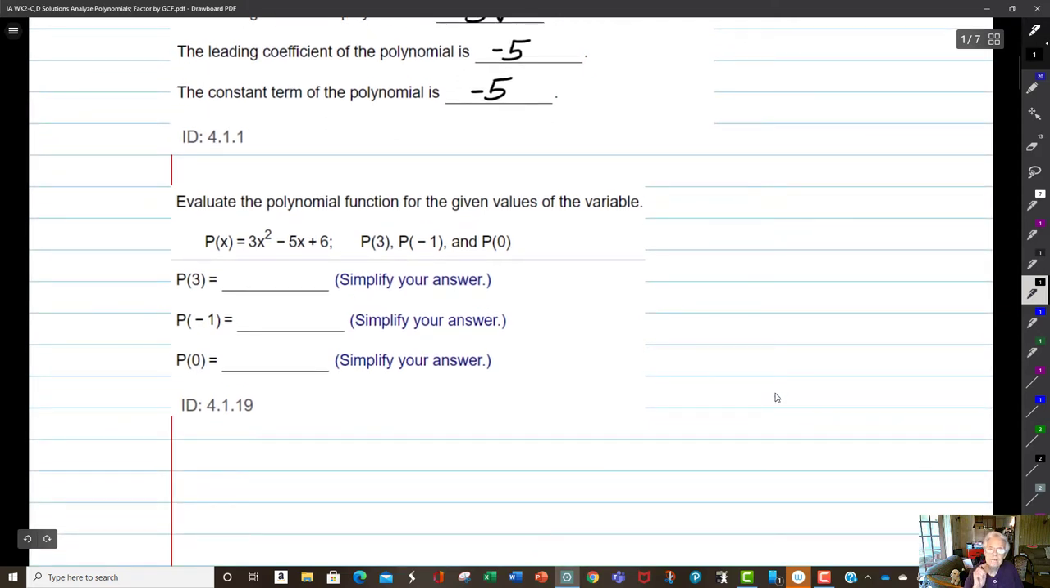Okay, now we're going to evaluate the polynomials. Polynomials are functions. So it's written as a function here, p of x, p because it's a polynomial. You don't have to call it p of x. You could call it f of x or g of x or h of x or u of x, anything you want. But here it's called p of x. All right, if I evaluate p of x for x equals 3, then p of 3 is going to be 3 times 3 squared minus 5 times 3 plus 6.